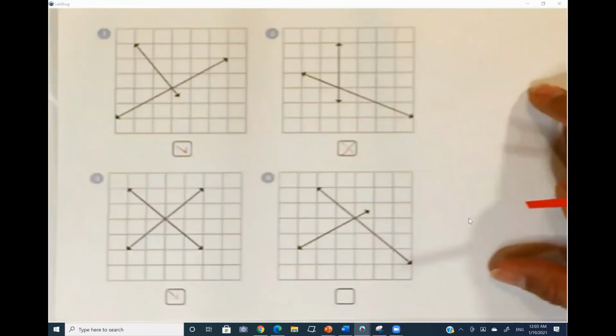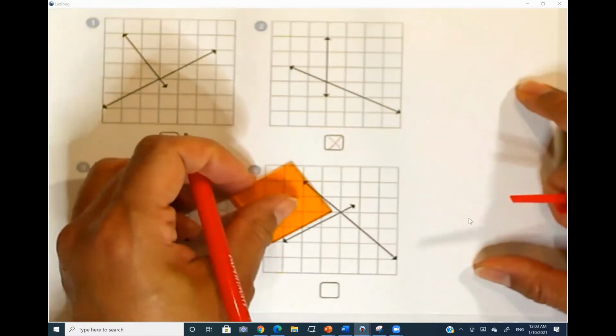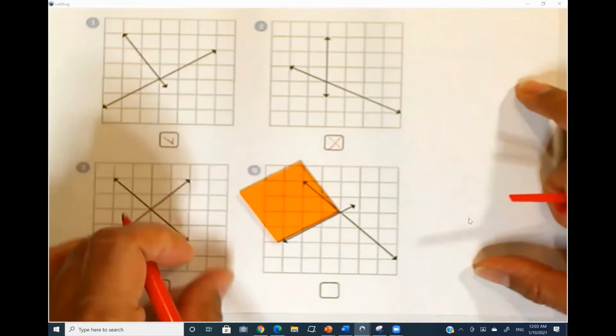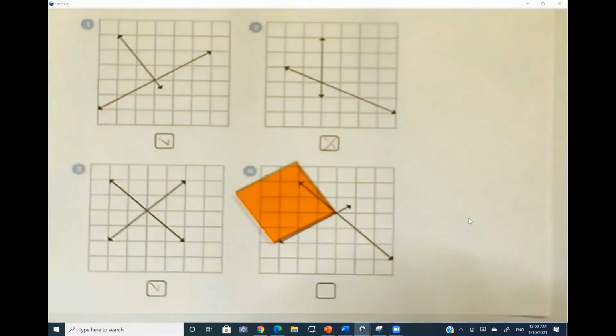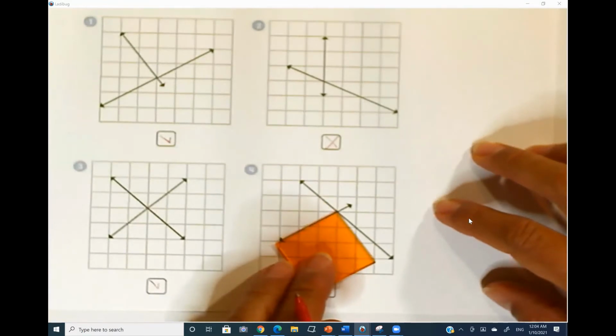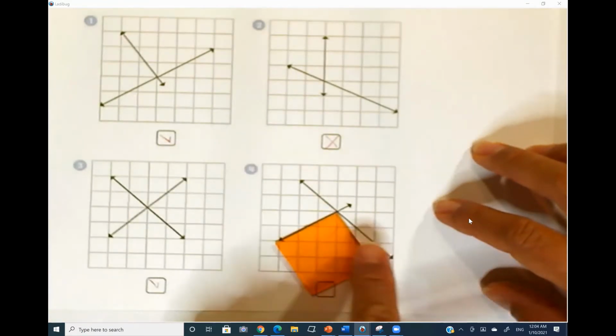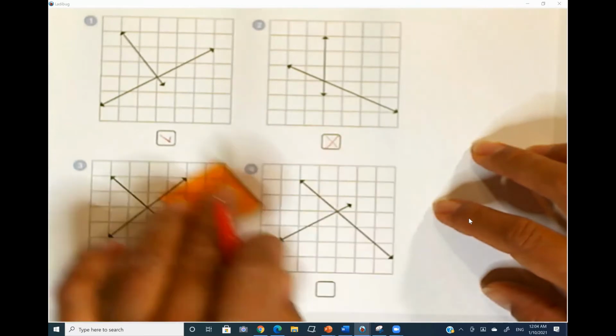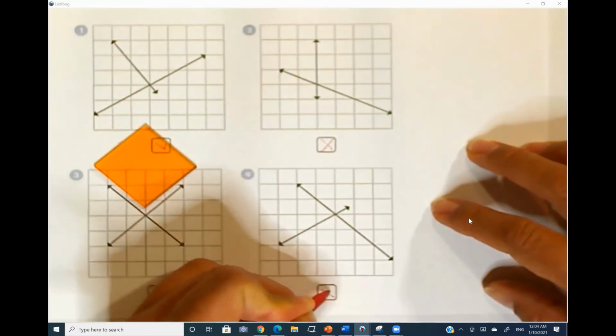If I try to do the same in this shape, I can see that one of them goes under the square, so that's not perpendicular lines. If I move it to the next corner, I can notice this one is greater than a perpendicular line. So this is not a set of perpendicular lines.